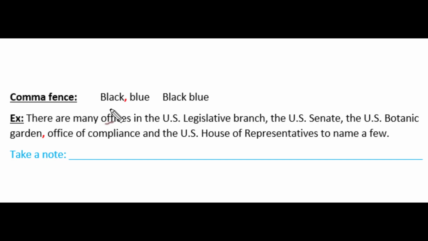All right, here's our first example. It's black, comma, blue. In this example, you see that we have how many colors, kids? Black, comma, and blue. That's two. When there's a comma in there, you see it's a fence. It separates the stuff off. In the next example, it says black blue. That means that they're together. So in this case, this is one color. It's black with a tinge of blue.